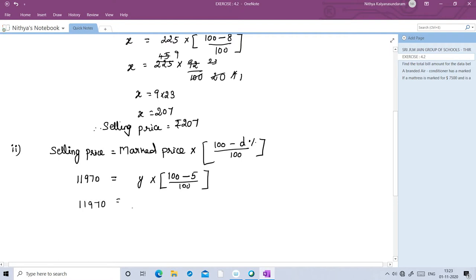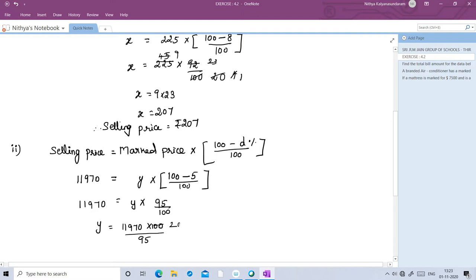11,970 is equal to Y into 100 minus 5, it's 95 by 100. So we want to find out the Y value. So 95 by 100, you move to that side. So Y is equal to 11,970 into 100 divided by 95. So we can cancel in 5 table.